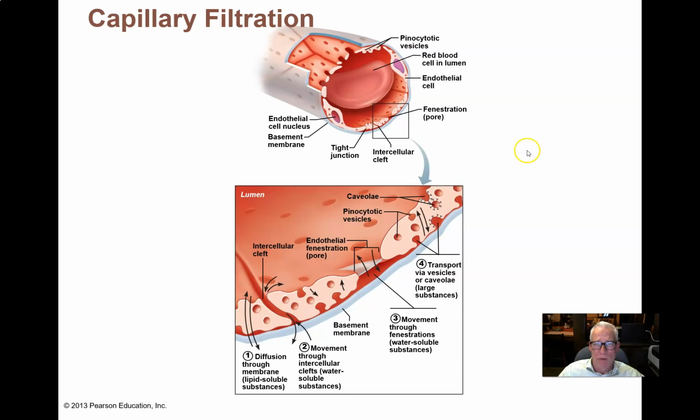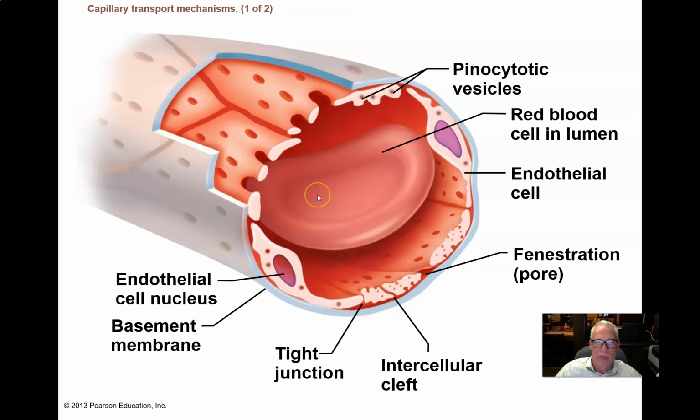Now we come to the subject of capillary filtration. Capillary filtration means water and small solutes being forced through the wall of blood capillaries under pressure. Right? So all of the capillaries have some kind of little pores in them, fenestrations, pores through which water can be forced under pressure. So when the blood enters the capillaries, there's some pressure there and it pushes water out. So out of all your capillaries, there's leakiness happening.